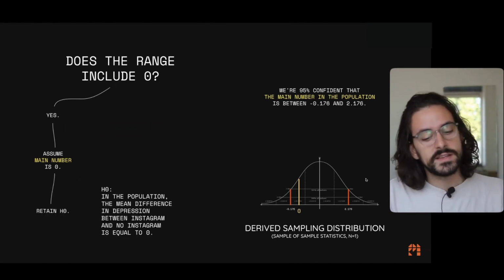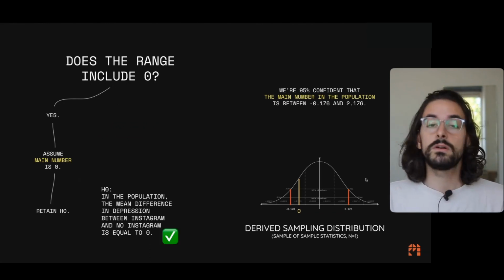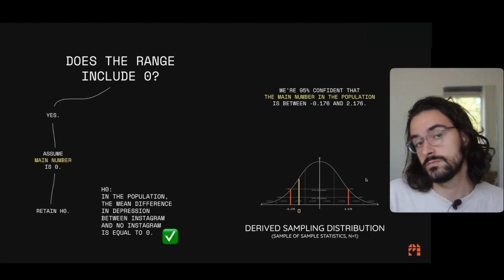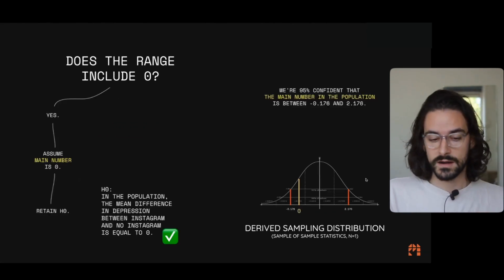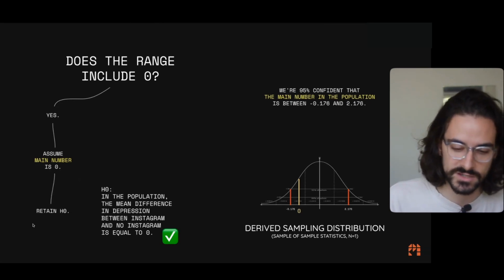So we're going to look at the null hypothesis. In the population, the mean difference in depression between histogram and no histogram is equal to 0. Well, that could be very truthful, so let's assume that it's there. Let's retain it. We never say that it's true. We use the special word retain. So just keep that in mind.